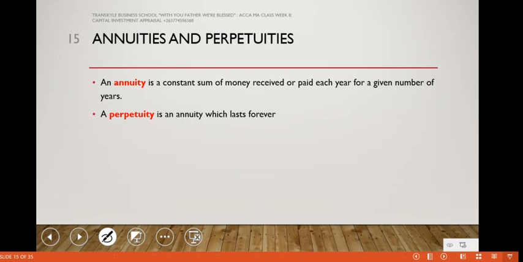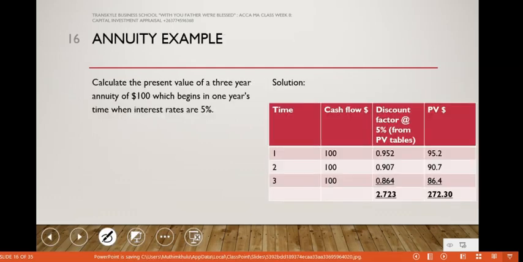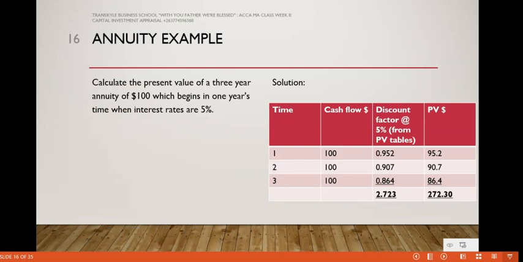Now, annuities and perpetuities. An annuity is a constant sum of money received or paid each year for a given number of years, whereas a perpetuity is an annuity which lasts forever. Let's look at examples. Calculate the present value of a 3-year annuity of $100 which begins in 1 year's time when interest rates are 5%.